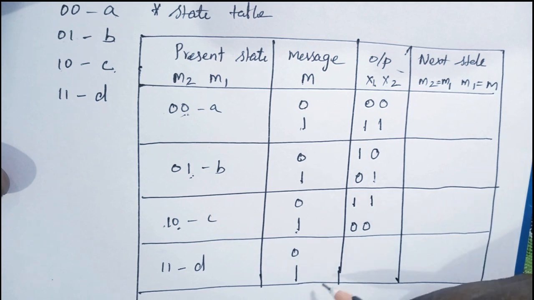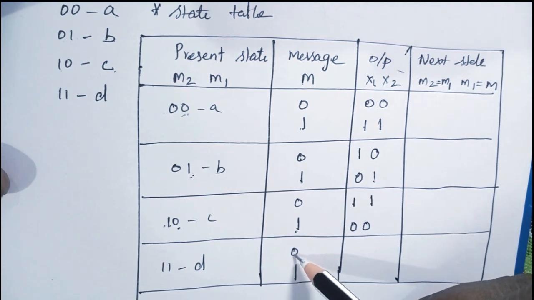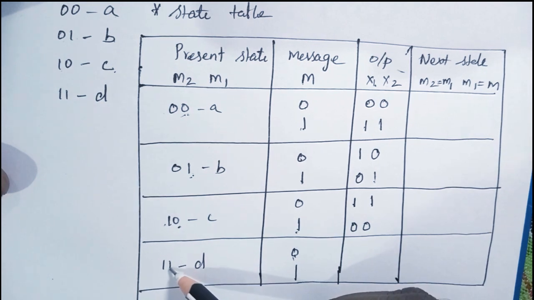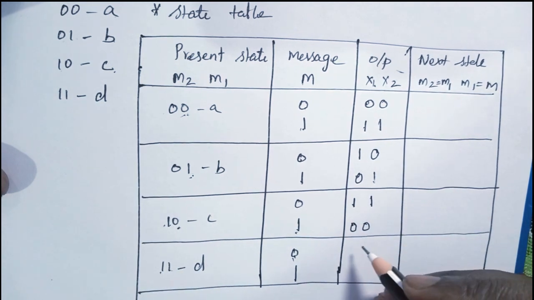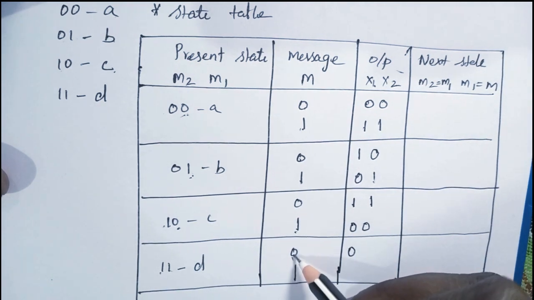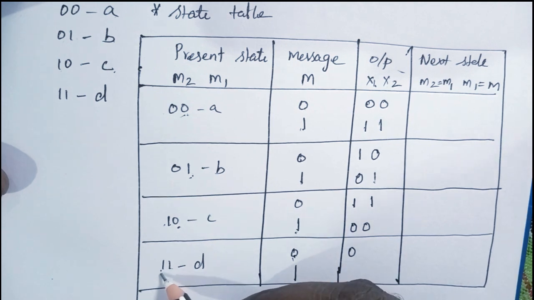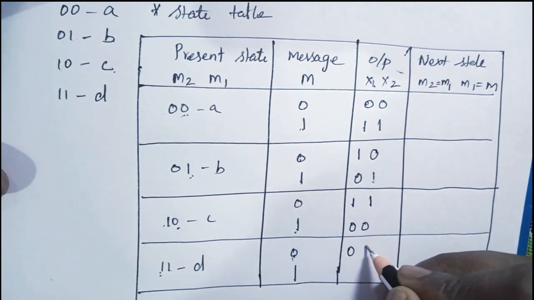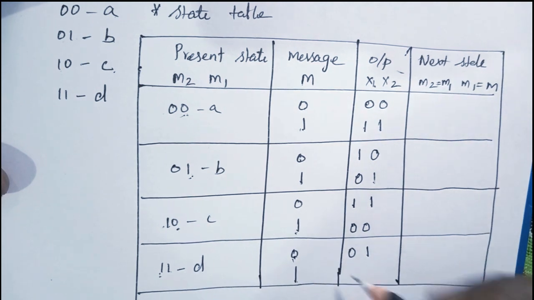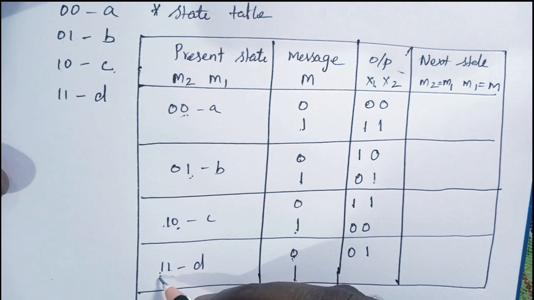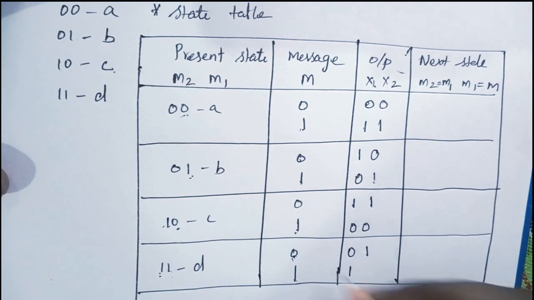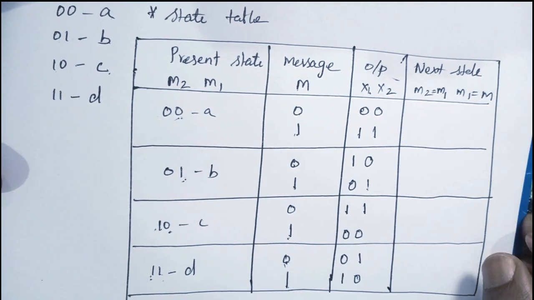Okay, the last state, the input bit is 0, we have 0 XOR 1 is 1 and 1 XOR 1 is 0, right? Then x2 is 0 XOR 1, that is nothing but 1. Okay, so what is this thing? 1 XOR 1 is 0 and 0 XOR 1 is 1. Then for x2 it is 1 XOR 1, it is 0. Okay, so what is the next state?